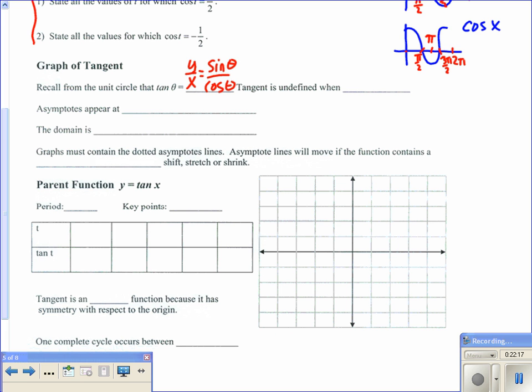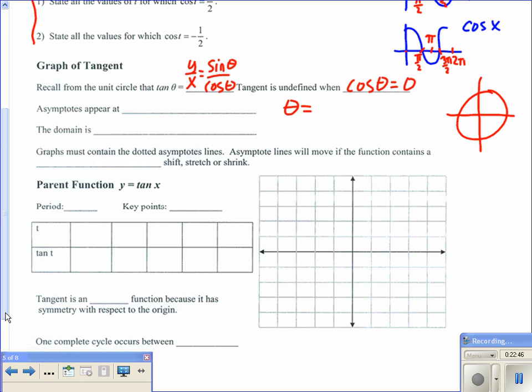And remember, we said that tangent is undefined when your cosine of theta is equal to 0, because we can't divide by 0. Remember, when you have 0 in your denominator, those become vertical asymptotes. So asymptotes are going to appear at certain places on our graph. So let's think about from 0 to 2 pi on my unit circle.